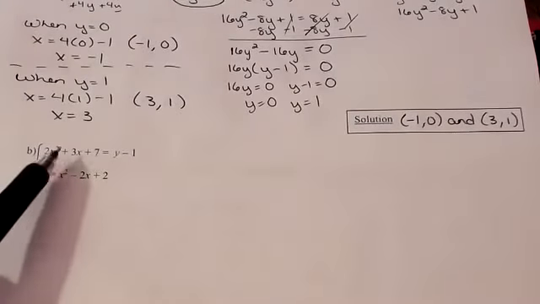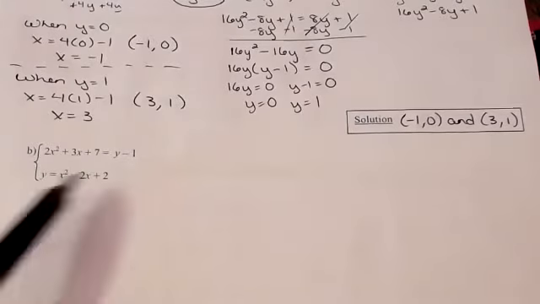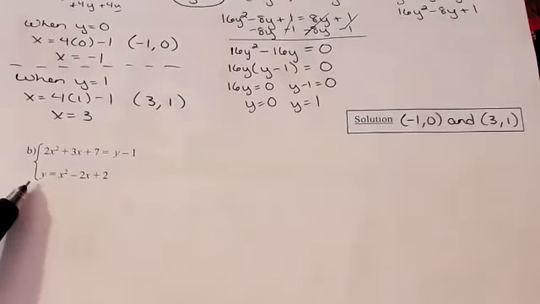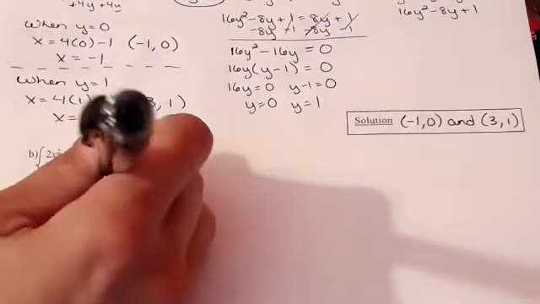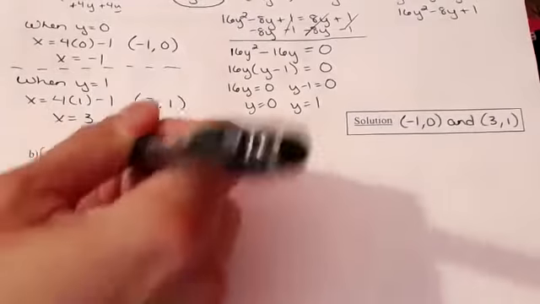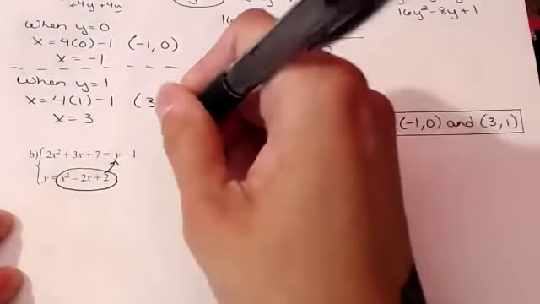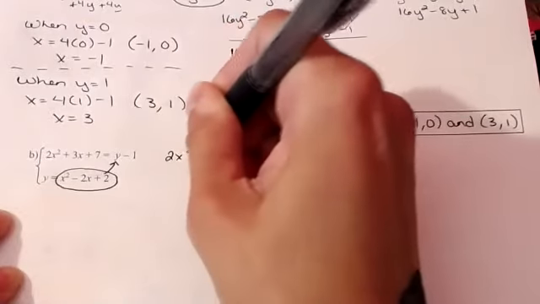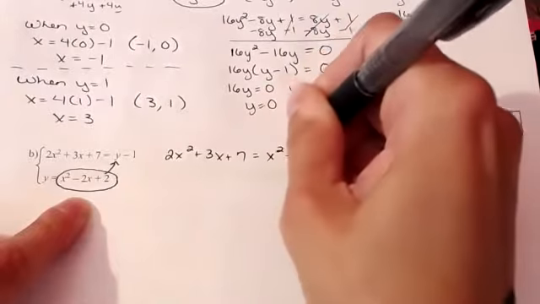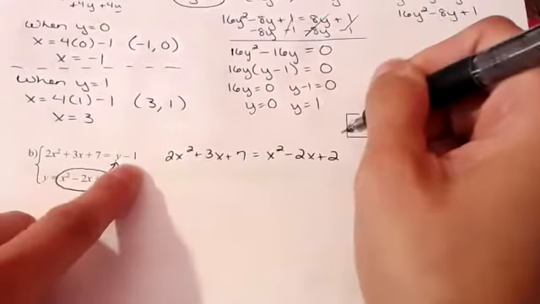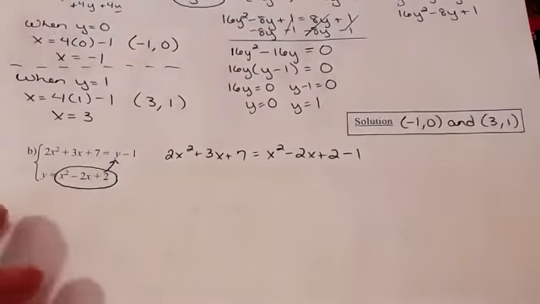Notice here that we have 2x squared plus 3x plus 7 is equal to y minus 1. But then the next equation tells us what y is. Y is x squared minus 2x plus 2. So I'm immediately going to use this and substitute into my first equation for y. So let's figure out what we have here. We have 2x squared plus 3x plus 7 is equal to x squared minus 2x plus 2 minus 1. Let's clean up and set this equal to 0.